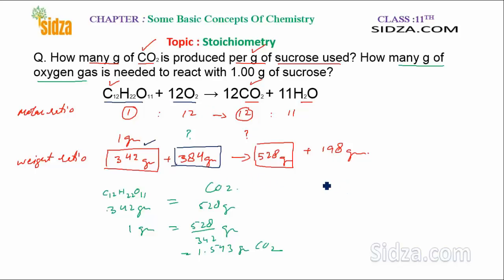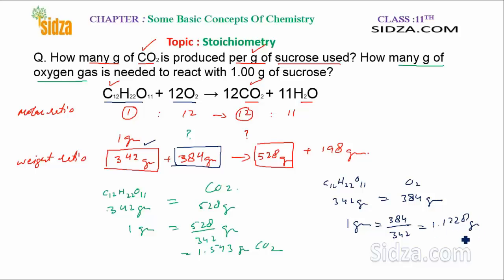From the balanced equation, I can write down the sucrose C12H22O11. 342 grams of sucrose require how much of oxygen? We require O2 about 384 grams. So therefore, for the 1 gram of sucrose, how much of oxygen is needed? That is 384 by 342 grams, right? So that is 1.1228 grams of oxygen, right? So for 1 gram of sucrose, we require 1.1228 grams of oxygen, right?